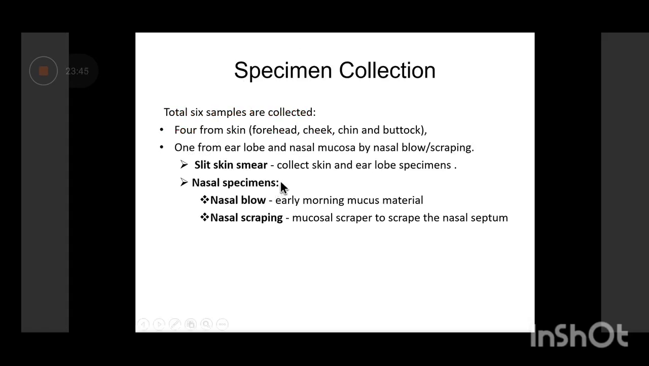So what specimens can we collect? We collect specimens basically from skin lesions, from the forehead, cheek, chin, buttocks. In total, six samples are collected. Then one from the earlobe and nasal mucosa, by nasal blow or scraping. Then we prepare the slit skin smear.